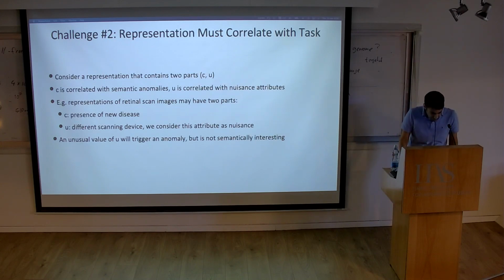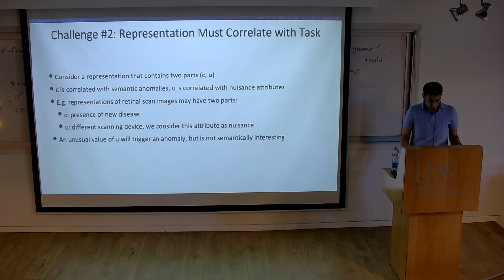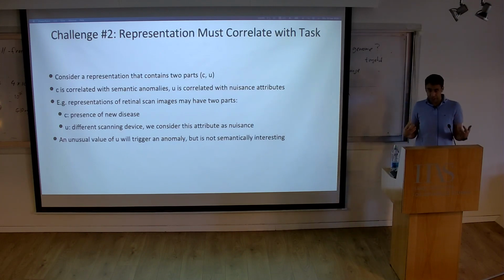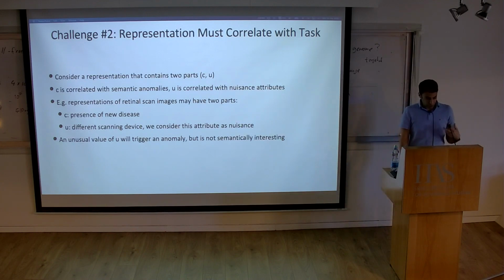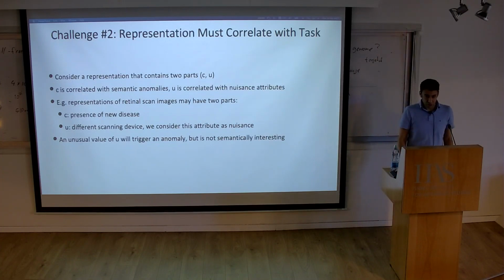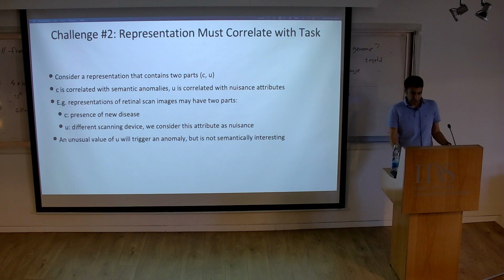Now let's give one example. Assume there are representations of retinal scan images, and those representations have two parts. The part C is correlated with the presence of new diseases, things that we really care about. And the other part of the representation, U, is correlated with the different scanning device that we have, like a specific hardware that we're using to capture these retinal scans. And this is not something that we care about because it doesn't actually say anything about the patient, it's just telling us something about the hospital or the specific device this was taken by.